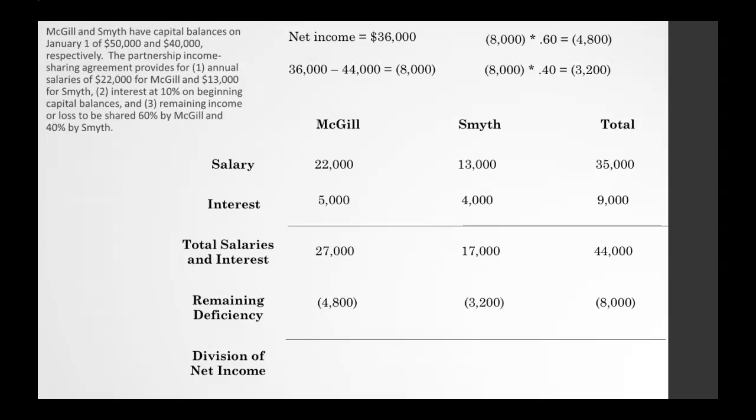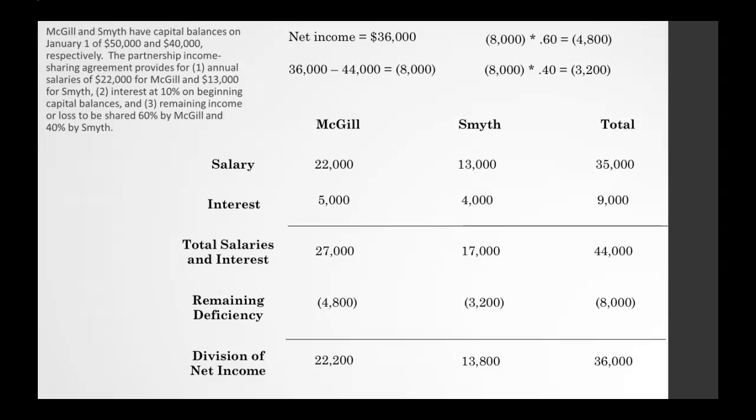Now, for McGill, we take the $27,000 minus $4,800, and we get this $22,200. Smith, $17,000 minus $3,200 leaves us with $13,800. And if we add together those two divisions of net income, we get $36,000.